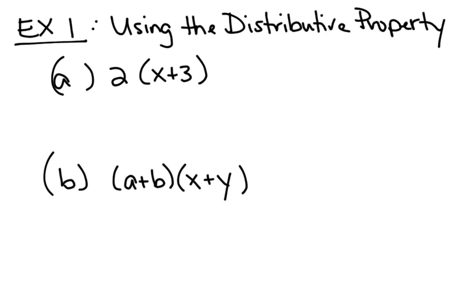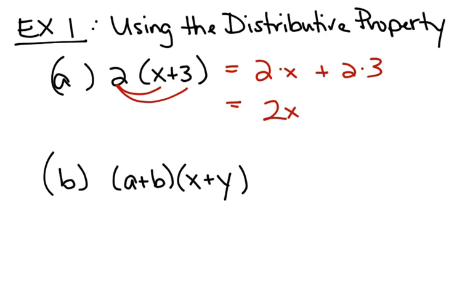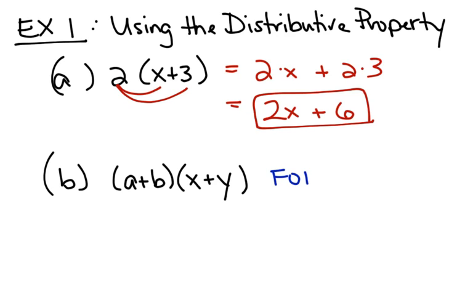So very quickly, I'm going to use the distributive property here. When you distribute 2 times the quantity x plus 3, you multiply the 2 times the x, and then you add that to the 2 times the 3, which is why we get the answer 2x plus 6. For the second one, you would probably recognize this by using something called FOIL, if you learned FOIL. FOIL is just an acronym for how we go about multiplying 2 binomials.